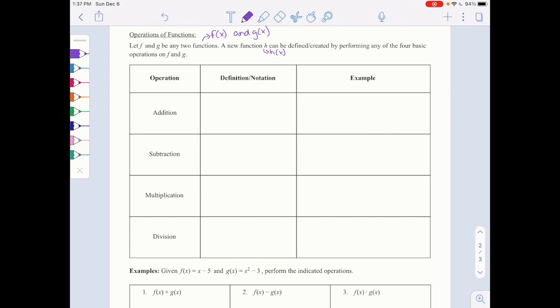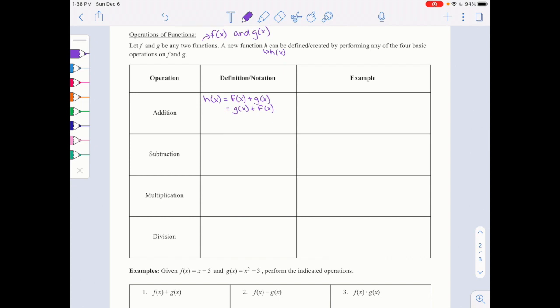The same way that I performed transformations and came up with new functions, I can do it with the operations. So I'm going to talk about some notation and some definitions, mostly just notation. For addition, if I wanted to create a new function h of x, all I would have to do is add f of x and g of x together. I could also do g of x plus f of x. That would not get me a different answer. Remember, if I'm adding, I can switch the order and it won't change the answer.